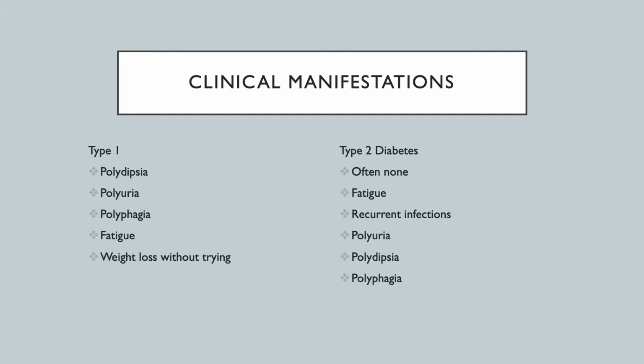Clinical manifestations. They're different, but the same in a way. Type 1: polydipsia, polyuria, polyphagia, fatigue, weight loss without trying. For type 2, there are often no clinical manifestations. Like I said before, it takes a while. It can go undiagnosed for a while. So: fatigue, recurrent infections, polyuria, polydipsia, and polyphagia.